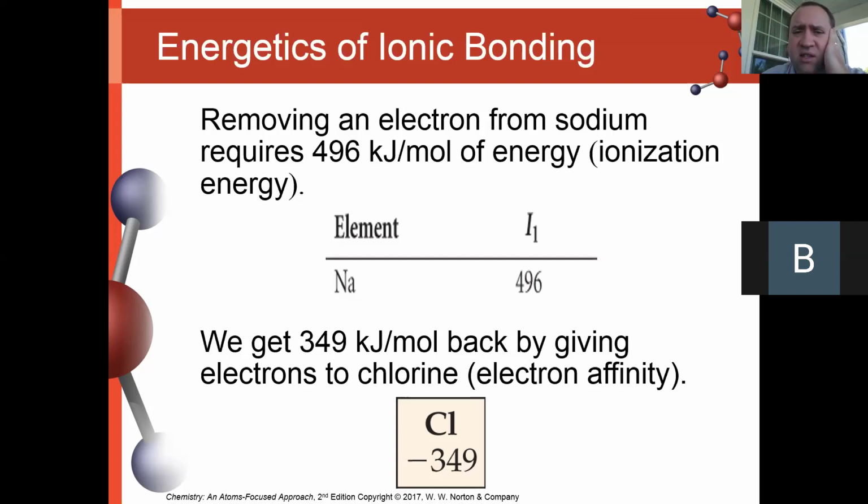But the question is, how much of that energy do we get back when we actually form the ion and give that electron to the chlorine? Well, we know from electron affinity that chlorine is going to release 349 kilojoules of energy when it gets that electron. But if I look at the energetics here, hold on a second. We are giving up far more energy to make this ion than we are getting back in making this ion.